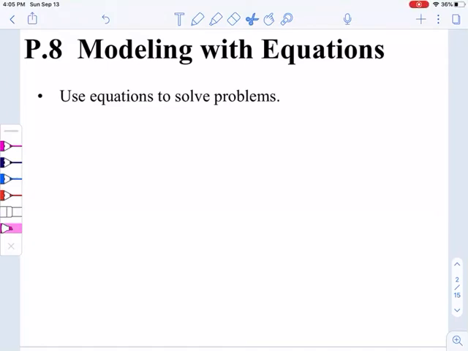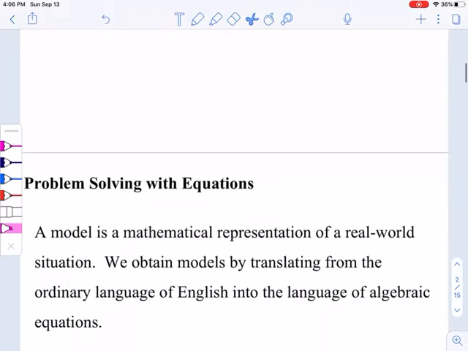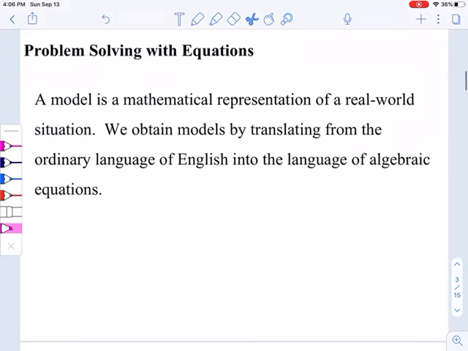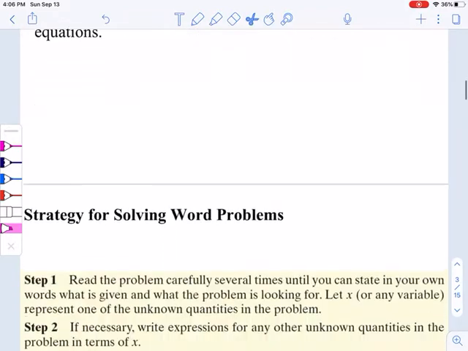Section P.8, modeling with equations. So we're going to be looking at using equations to solve problems. This is usually students' least favorite part of math, dealing with word problems, but we will get through it. So, problem solving with equations. It says a model is a mathematical representation of a real-world situation. We obtain models by translating from the ordinary language of English into the language of algebraic expressions.